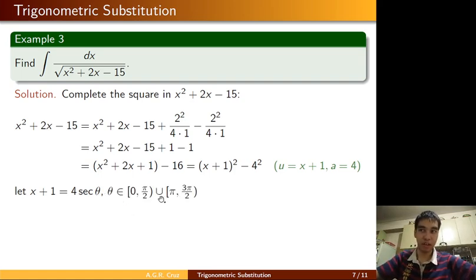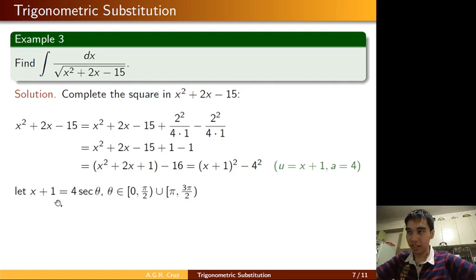So from 0 to pi over 2 or from pi to 3 pi over 2. Okay? And then the next step is to express this integrand here in terms of theta. Let's start with dx. How do you get dx? You look at this equation, no? And then you differentiate both sides of the equation.